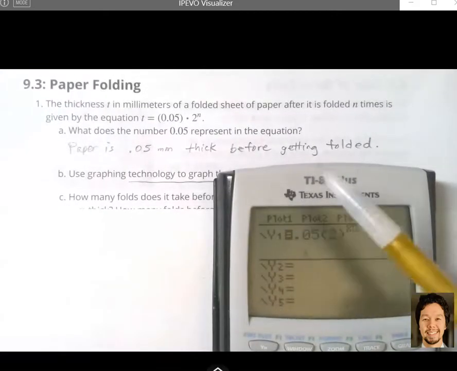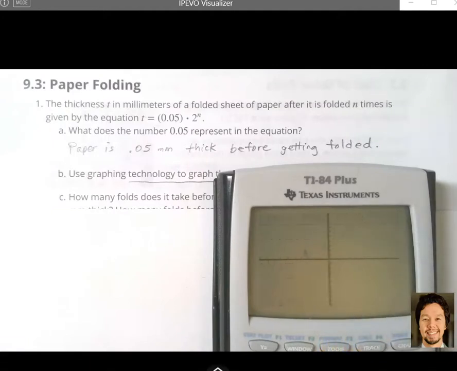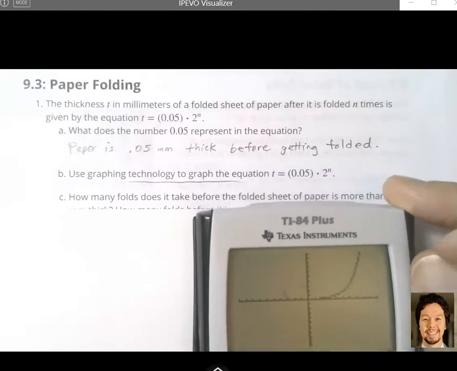Okay, so here I have graphed in our graphing calculator 0.05 times 2 to the x power. And if we graph, we can clearly see that it's increasing, right? Because as we fold paper, it's getting thicker and thicker. Now we can answer the questions.